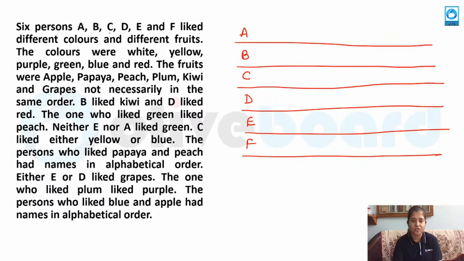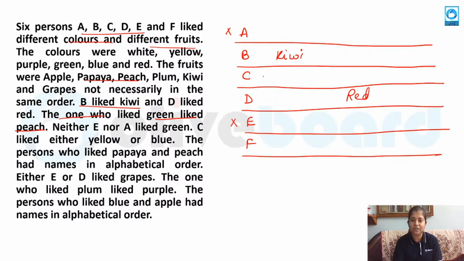Let's see. Six persons are having six different colors and six fruits. The colors are given, the fruits are given. Now B likes kiwi. So first of all, we will fill the fixed information here. B likes kiwi and B likes red. Now the one who likes green liked peach, so green and peach have to be one combination. E and A do not like green, so green and peach cannot be for A and E.